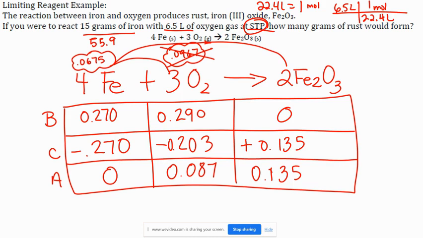But they don't care about that. They only care about what? What's the problem asking about? Rust. Okay, so this is my rust here, and they want to know grams. So I'm going to multiply this by the molar mass, which is 159.7. And that's going to give me 21 grams of rust. Oops, got my coefficients backwards. Two sig figs, because I started with 2 sig figs for my measured amounts.